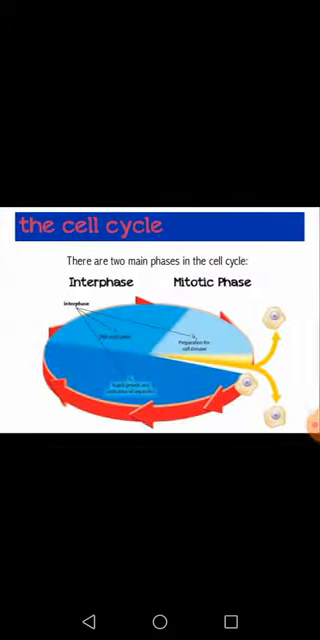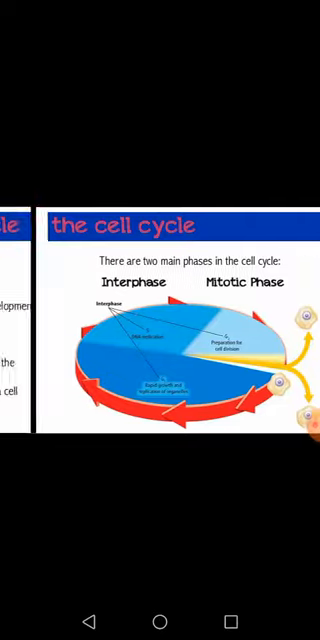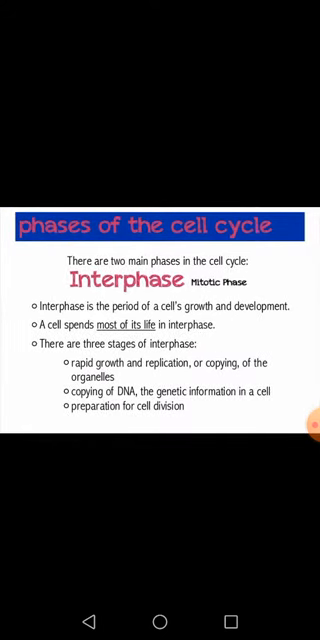Is it clear? Now you are observing that in a cell cycle, while a cell is growing, developing and undergoing cell division, it has two different stages. What are these two stages? The first stage is called interphase and the second stage is called the mitotic phase or M phase. In detail I will discuss all these phases, what is interphase and what is the mitotic phase. Initially I am talking about interphase.